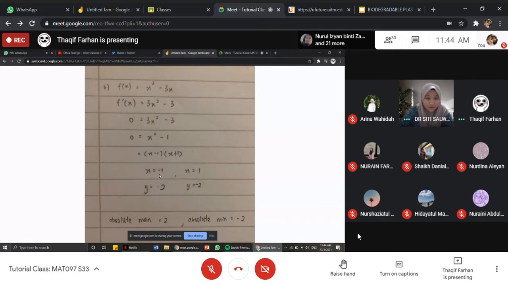Betul tak? So balik f of 0 dengan f of 1, you kena ganti ni. You cari f of 0, berapa dia punya value, and then f of 1. Okay, f of 0 kita dapat apa kelas? f of 0 is 0 lah kan? Okay. You get 0. f of 1 you dapat berapa? -2. Which means absolute minimum is -2, absolute maximum is 0.